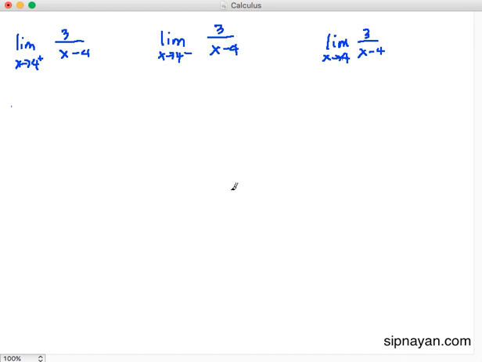Dito pag-uusapan natin yung infinite limits. Meron na mga previous videos about this, no? Dinevelop na natin yung concept. So, ang gagawin natin sa video na to is magsusolve tayo ng sample problem.